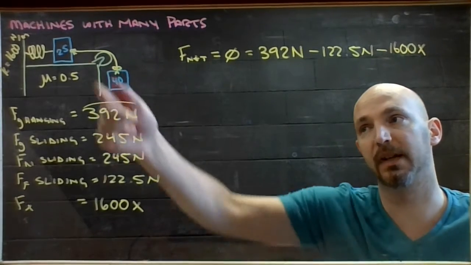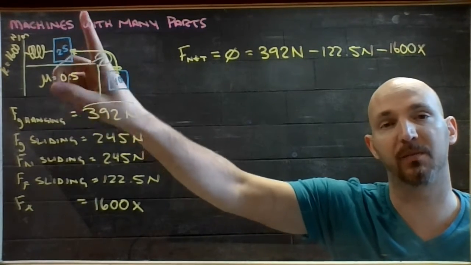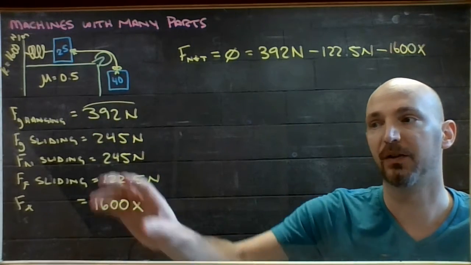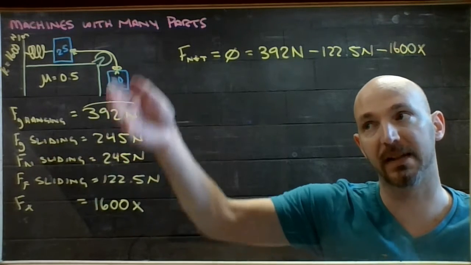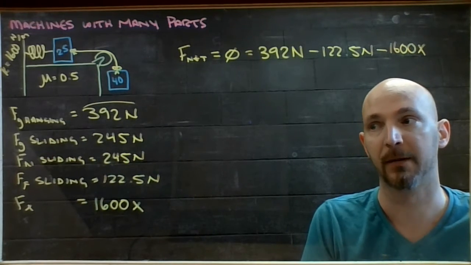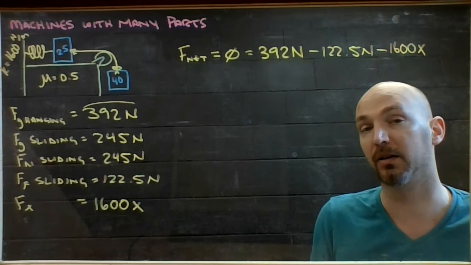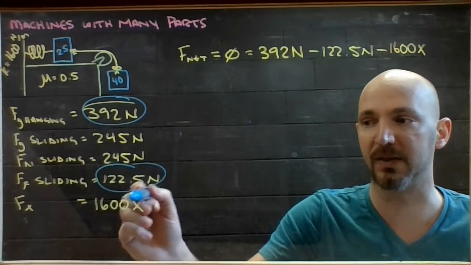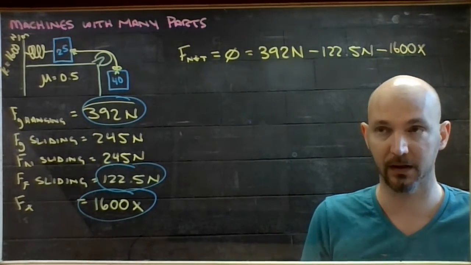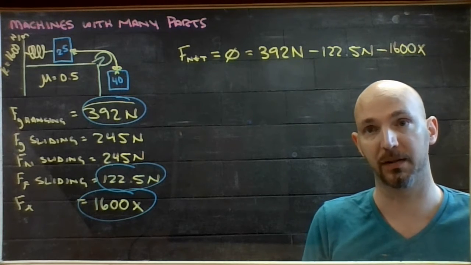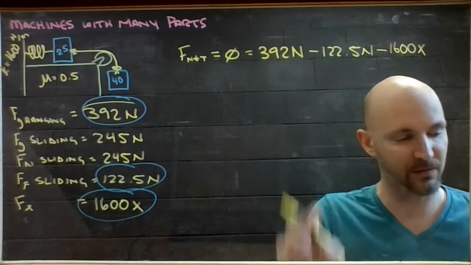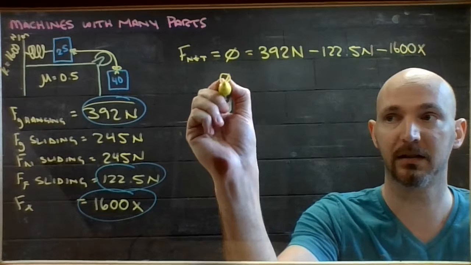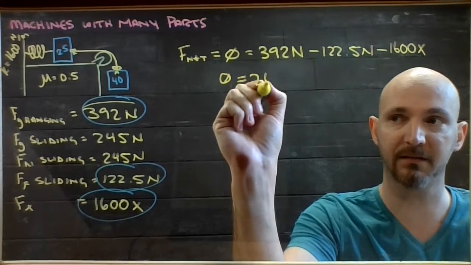Now, you'll notice that gravity points this way and normal force points that way, and that is not in line with the way that this machine will move. So I don't need to include these because they are perpendicular to the direction of motion. So the only ones that actually are in line with this machine are the gravity pulling it along, the friction resisting it, and the spring pulling backwards. So I just have to do a little bit of algebra here. So 392 minus 122.5 gives me 269.5.